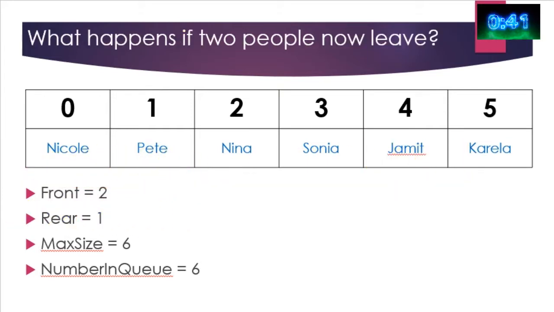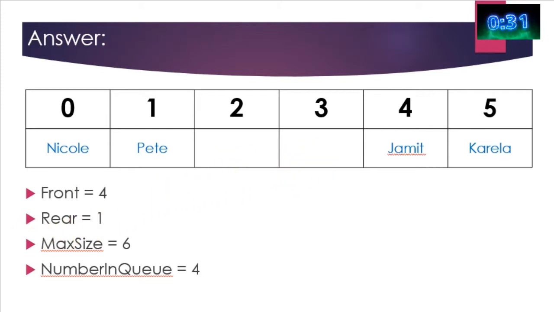Alright, if now 2 people leave, what would happen? Well, the front of the queue was always going to be Nina, so she would leave first, and then Sonia. And what that would mean is you'd end up looking like this. Nina and Sonia have gone, and this time Jamit has now become the front of the queue. So index 4 is now the front of the queue. It's really that easy, your queues, especially circular queues.